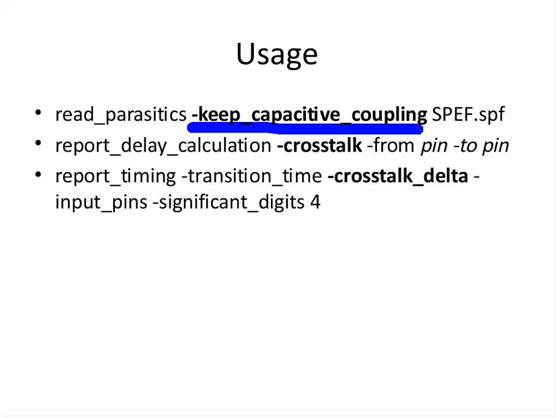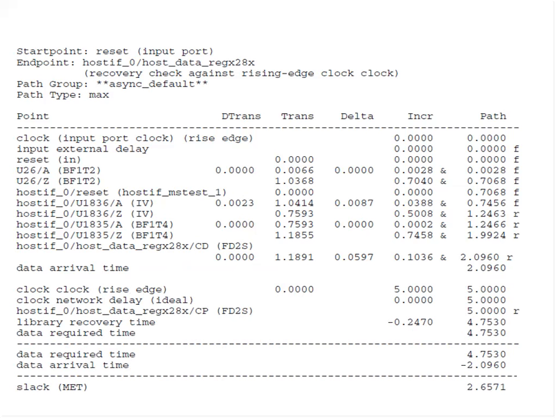This tells PrimeTime to ignore the capacitive coupling, so no noise data and no crosstalk data will be present. Then report_timing has a crosstalk switch, report_delay_calculation has a crosstalk switch, you can use the -crosstalk switch. All delay reporting commands will now have a crosstalk delta switch, where it will tell you, in addition to the delay, what the crosstalk is.